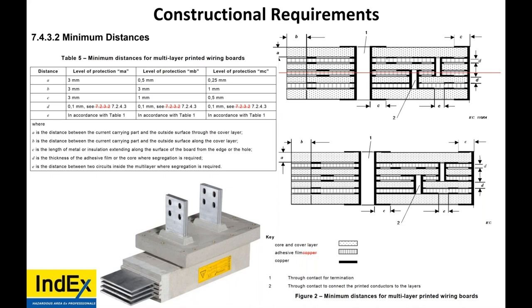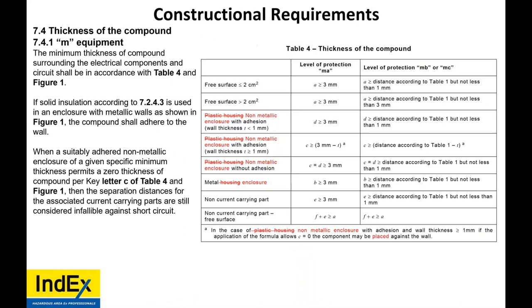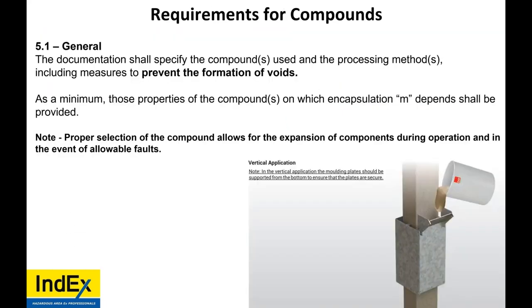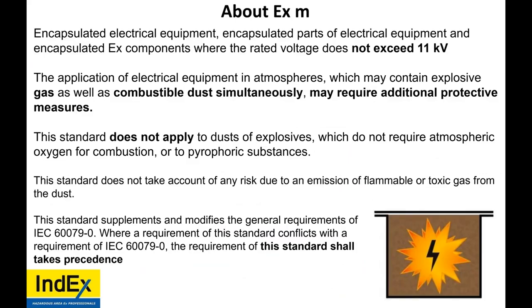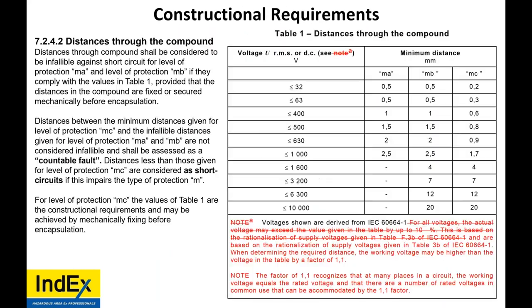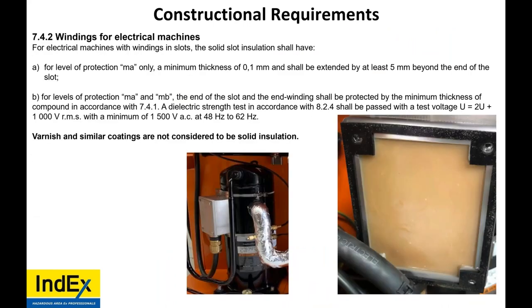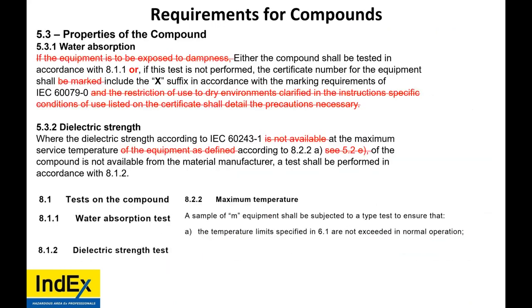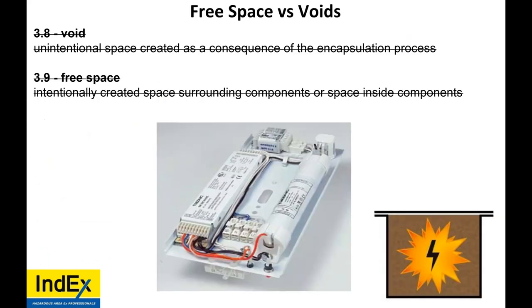Maximum rated voltage for EXMA is 1000 volts, MB and C is 15,000. No, 11,000. What did I say in the beginning? 15,000? 11,000. Maximum 11,000. So, Q, I can't remember the maximum voltage, but Q is not used very often. So if we look at a fluorescent light, many times the internals are EXQ or M. M is easier. It's just pouring a compound that then hardens.